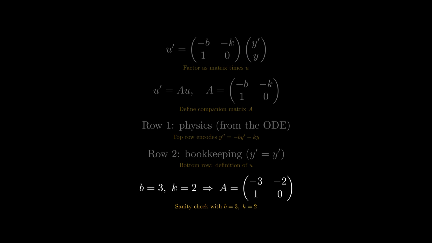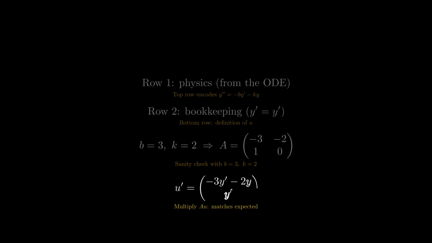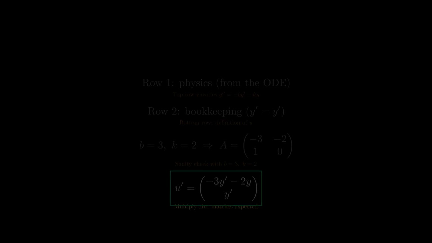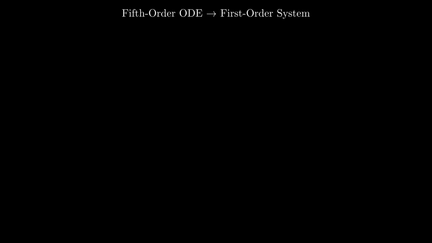As a quick sanity check, with b equal to 3 and k equal to 2, A becomes the matrix with top row -3, -2, and bottom row 1, 0. Multiplying gives u' equal to -3y' - 2y in the first component and y' in the second, exactly as expected. This trick doesn't stop at second order.